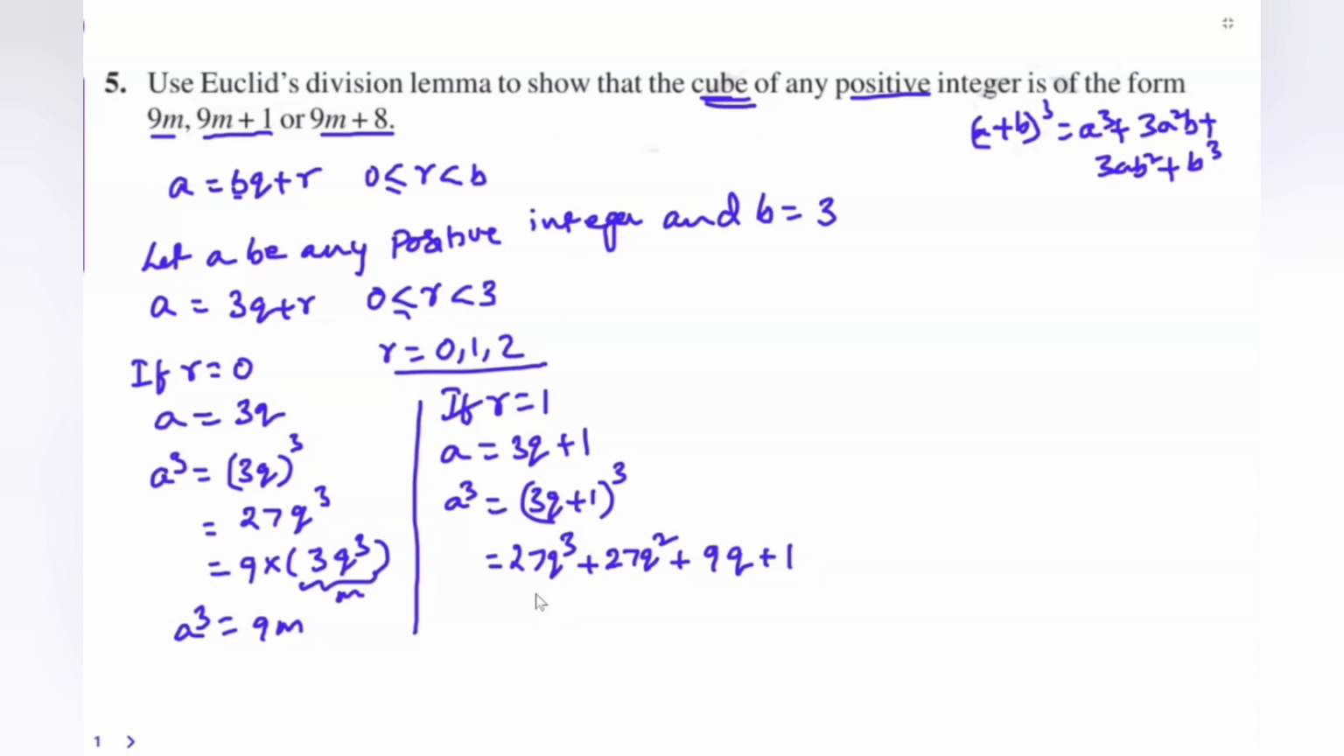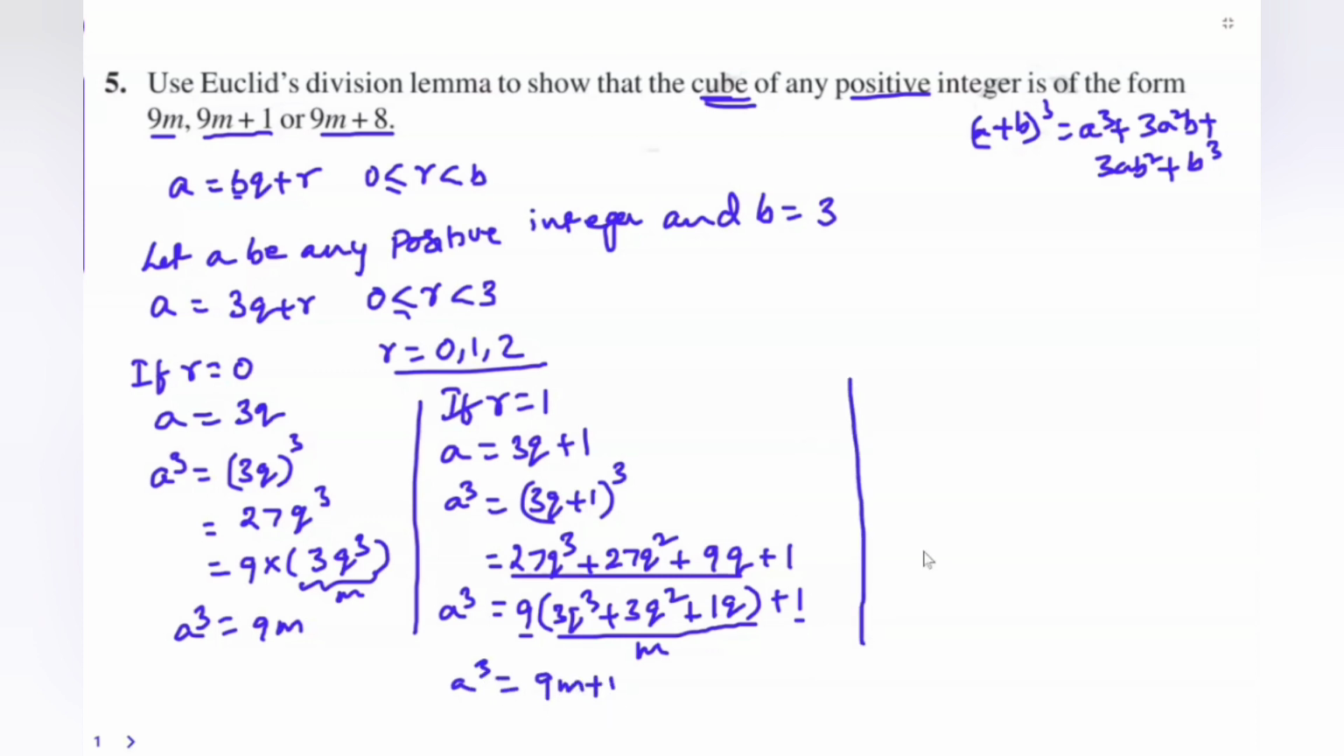Finally, let us take 9 common in the first three terms. If I take 9 common, I'll take 3q cube inside, plus 27 by 9 which is 3q square, plus 9q by 9 which is q, and then plus 1. So what did you understand here? a cube is equal to 9 into something plus 1. This something you can assume as again m. So we can write a cube as 9m plus 1 again.